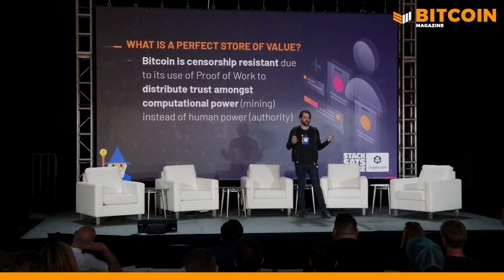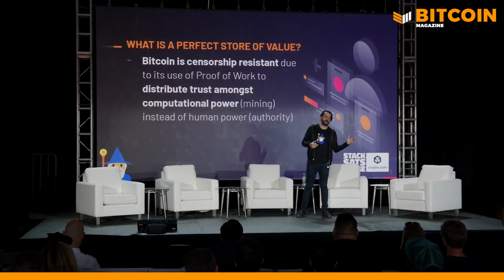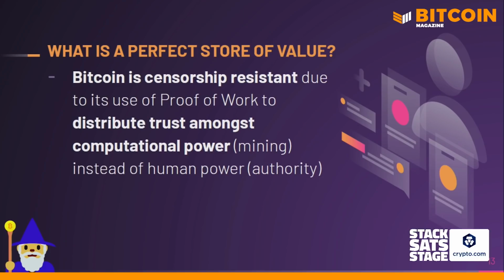And then, of course, Bitcoin is censorship resistant. You can use it to make the payments they don't want you to make by distributing the trust of the Bitcoin network amongst miners using computational power instead of human power and authority. And so it's kind of a weird concept. A lot of people think Bitcoin is trustless, but there's arguably no such thing as trustlessness.